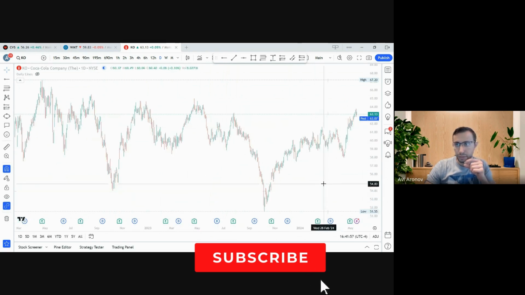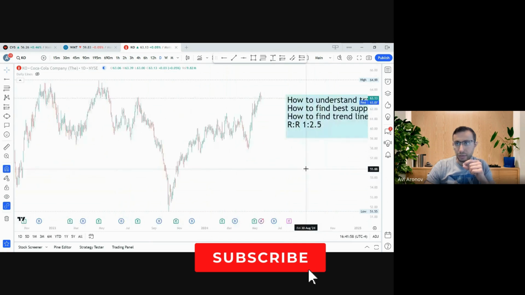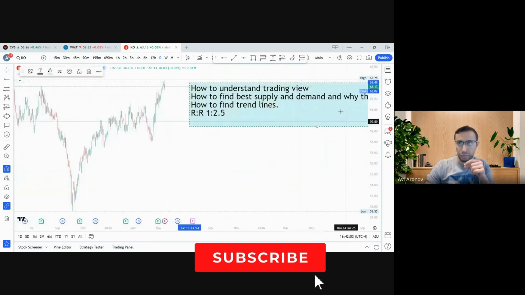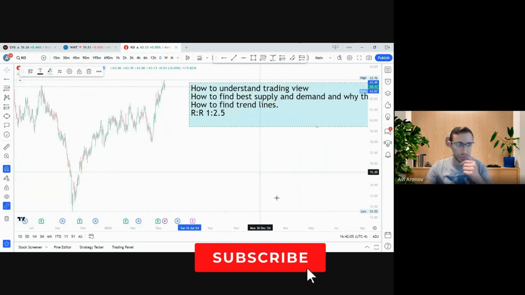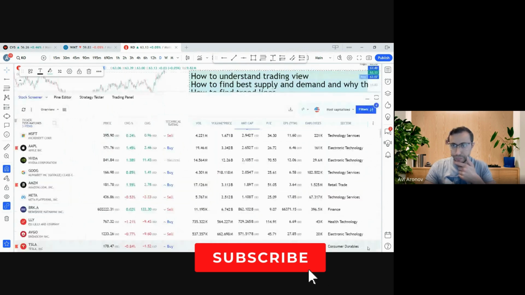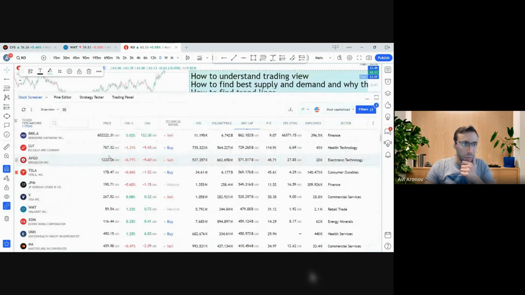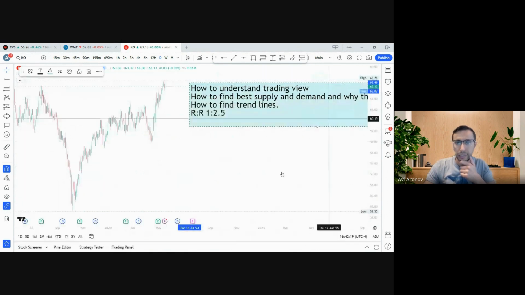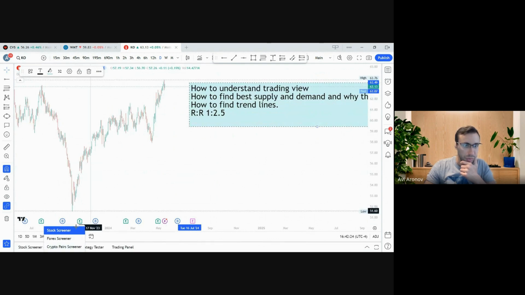Okay, so I think we covered most of the stuff with TradingView. However, I just remembered one more. With TradingView, you will also be able to add your paper trading account. So you can do paper trading here.